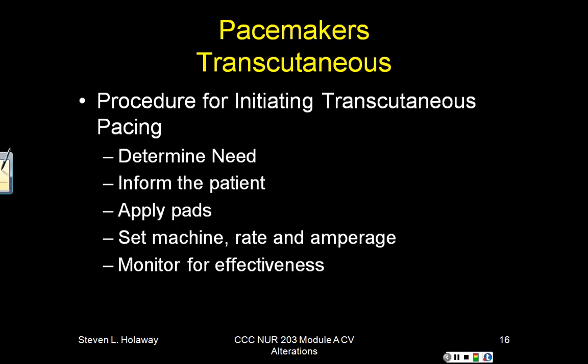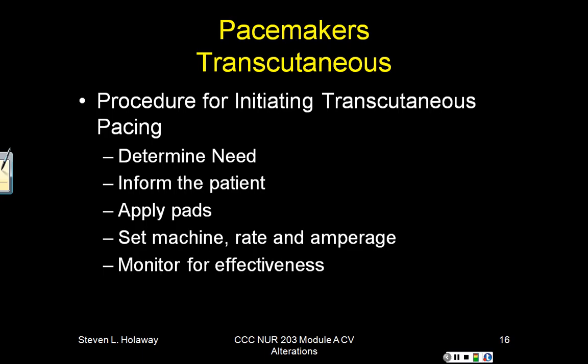Your book talks about you want to clean the site with soap and water if time allows. They do not recommend shaving the site of excess hair, but clinical experience tells me if you have a patient that is very hairy, many times we will go ahead and clip the hairs if possible to allow the pad to adhere better. If we do not get good adherence of the pad to the skin, we may not get good capture from the pacemaker.